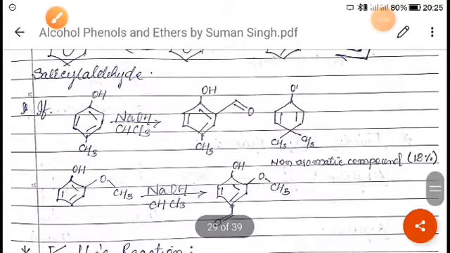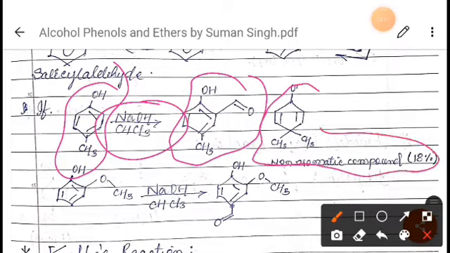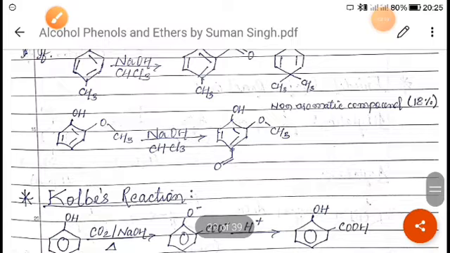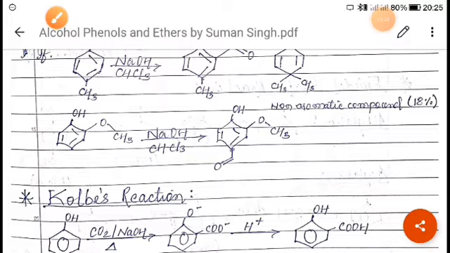Now next, if we are using OH and CHCl3 in the presence of NaOH, at that time we will get this; this will be the main product, and this will be the non-aromatic product. This will be around 18%, and the rest will be this, right? Now again, if we are using this one in the presence of NaOH and CCl3, we will get this only; we will not get any non-aromatic product. I hope you have understood this, right?